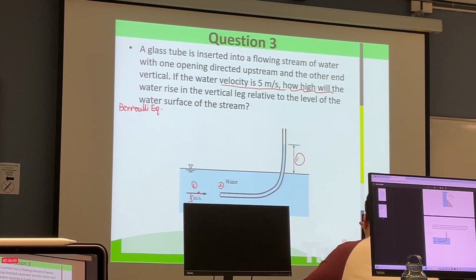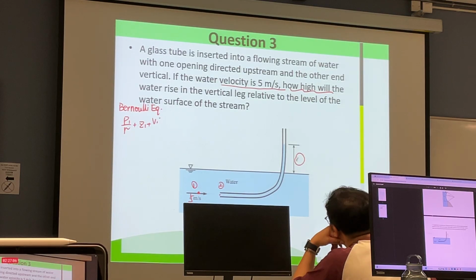Bernoulli equation. The full Bernoulli equation is P1 over gamma plus Z1 plus V1 squared over 2g is equal to P2 over gamma plus Z2 plus V2 squared over 2g, right?